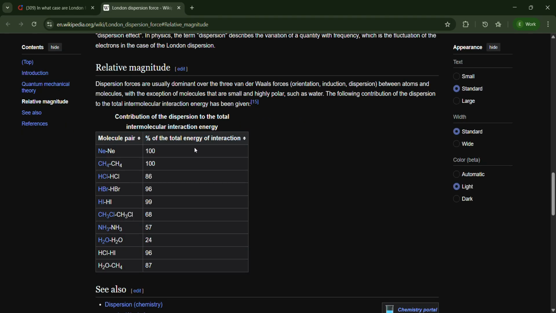We are now in the relative magnitude section of the London dispersion force page of Wikipedia. Dispersion forces are usually dominant over the three van der Waals forces, that is, orientation, induction, and dispersion between atoms and molecules, with the exception of molecules that are small and highly polar, such as water. The following contribution of the dispersion to the intermolecular interaction energy has been given.